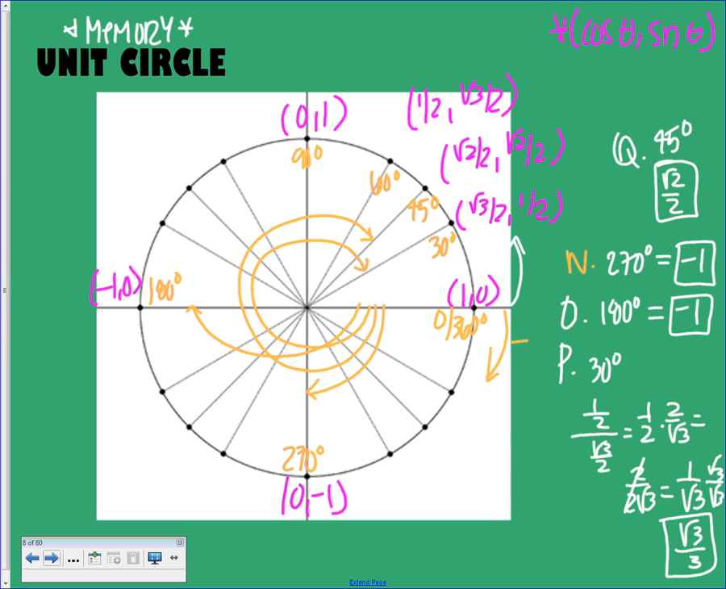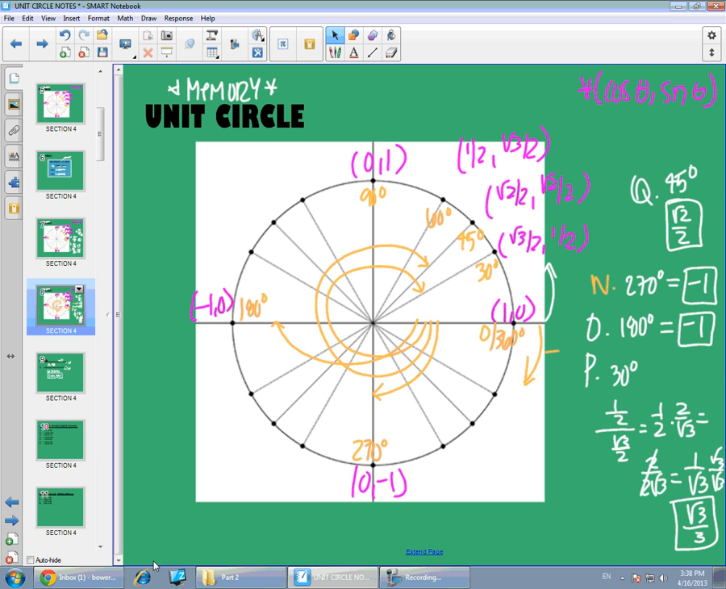Okay, so those are your quote-unquote basics of the unit circle, and we'll take a lot of time here. So feel free to bring a lot of questions, and we'll talk about them tomorrow.